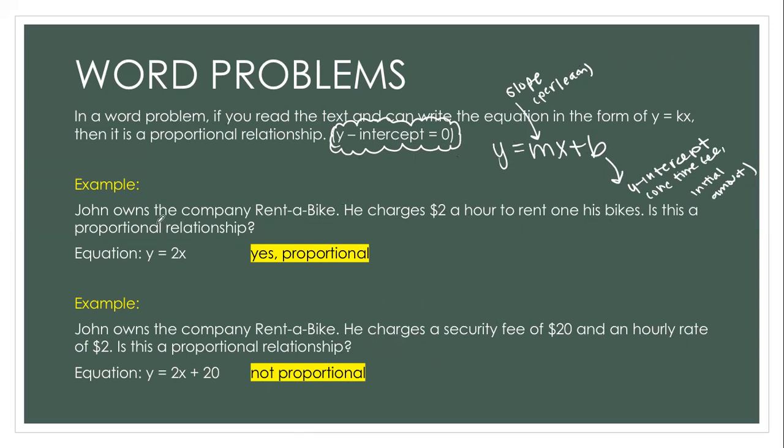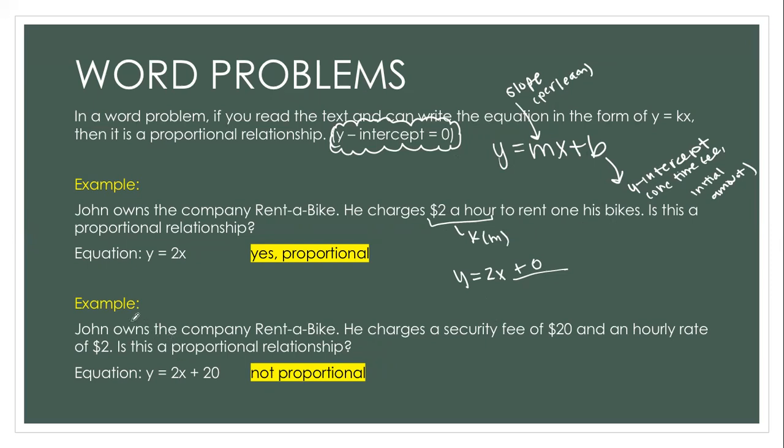So I'm looking at this first example. John owns the company Rent a Bike. He charges $2 an hour to rent one of his bikes. Is this proportional? Well, if I'm renting a bike for $2 per hour, that's constant. I'm constantly being charged $2 each hour. So that is proportional. This would represent my k, or my slope. So my equation will be y equals 2x. And it's proportional because the y-intercept is 0. There's no additional fee. There's no one-time payment. There's no deposit. So this is proportional.